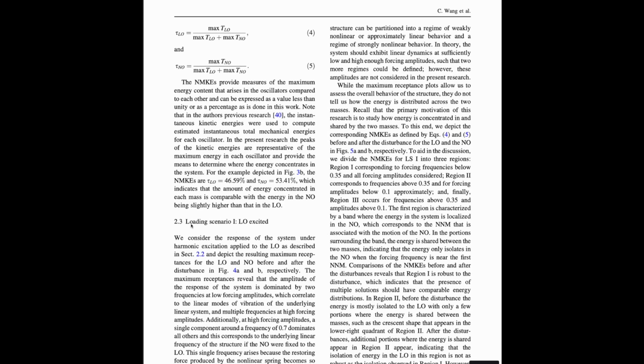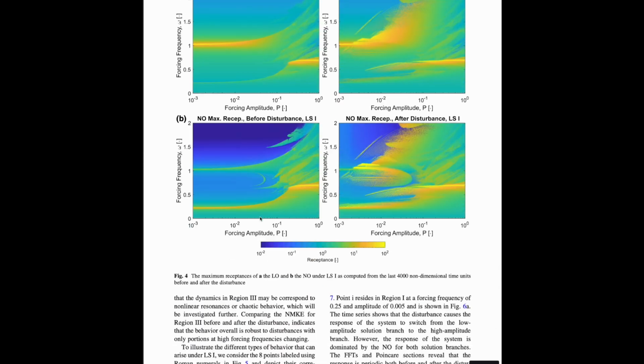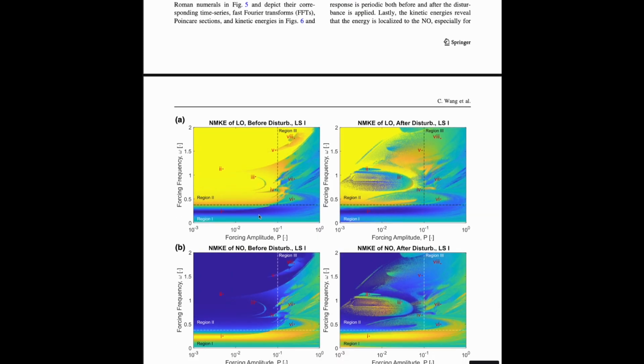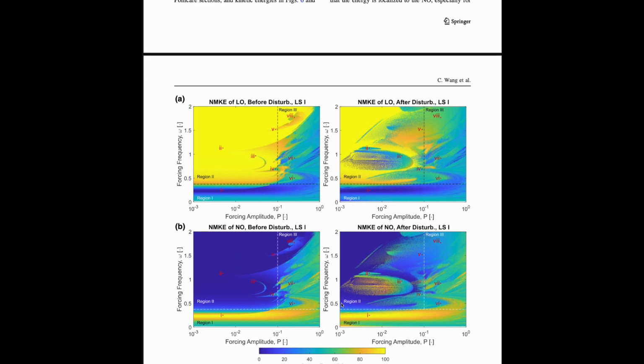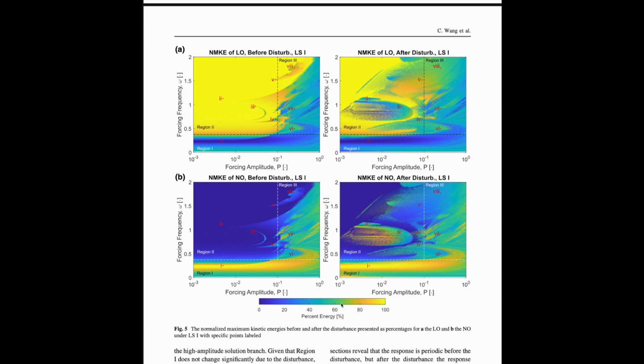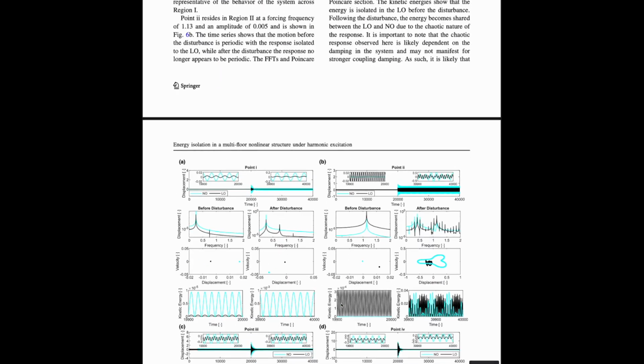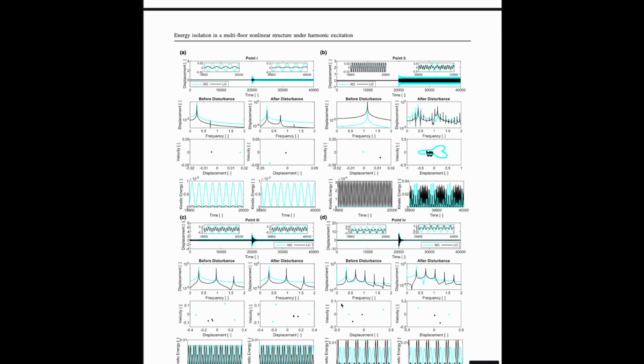I believe this first section is where we consider the response when the LO is excited. You can see some points here. Here are some plots that we called the NMKEs, the normalized maximum kinetic energies. We sampled a few different points from here, and this is where we computed these Poincare sections. I can give you the paper, it's included on Canvas as well, but I wanted to go through and take a look at some of these points shown here.